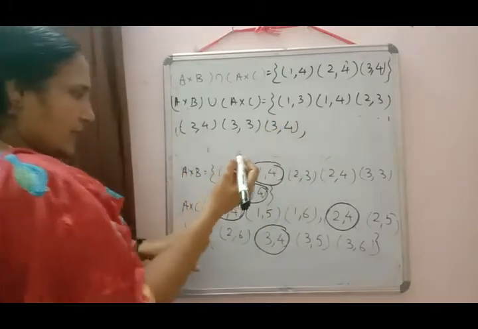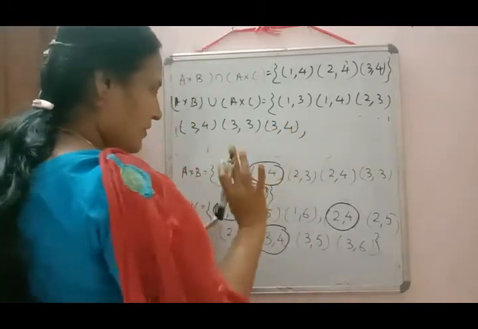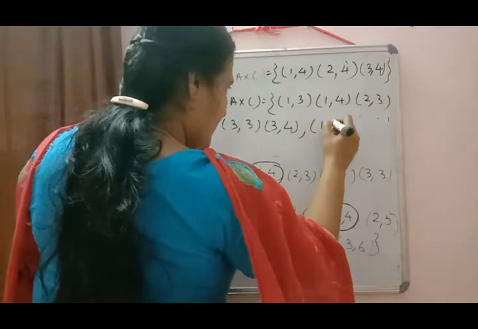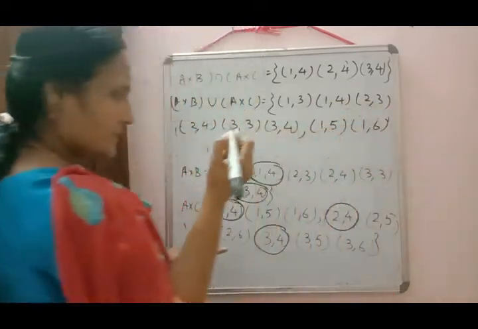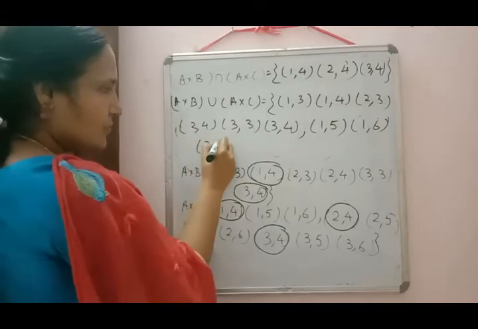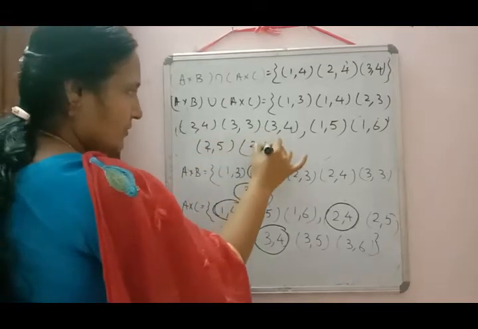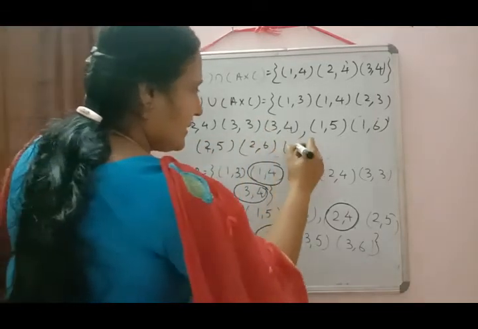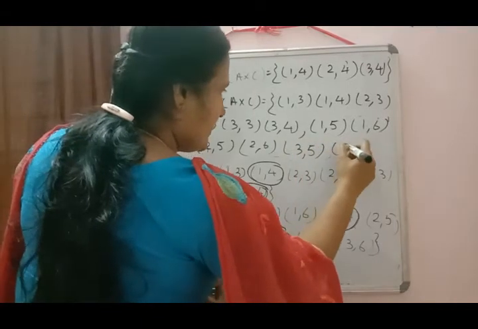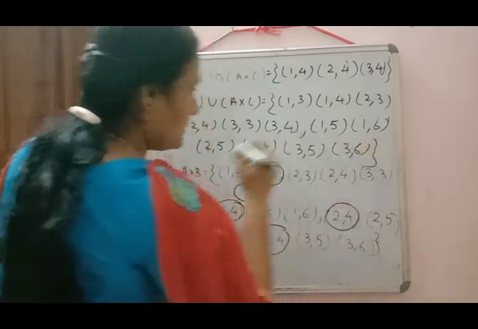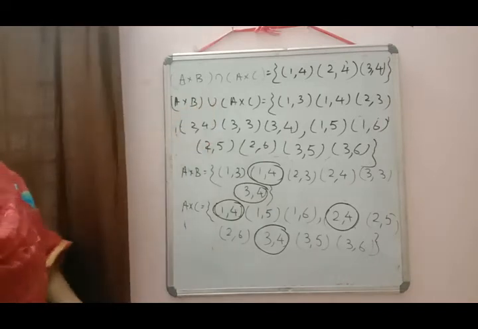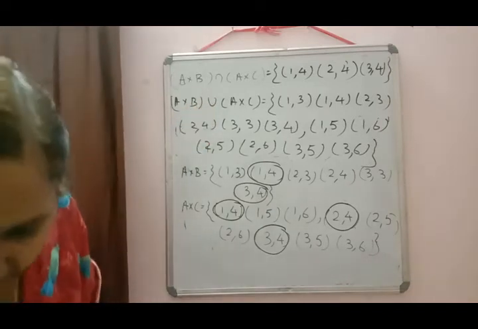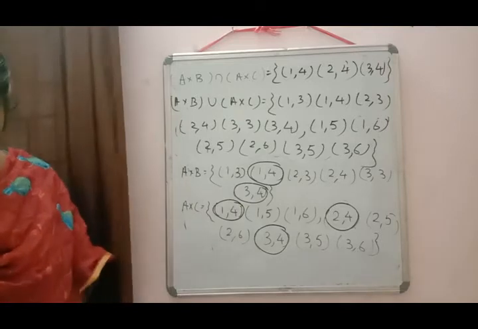Then we are writing the elements of A cross C. 1 comma 4 already written, so again we are not writing it. 1 comma 5 is there, 1 comma 6 is there. Then next is 2 comma 5, 2 comma 6, 3 comma 5 and 3 comma 6. So this is the set representing A cross B union A cross C. So is it clear how to do these type of questions?